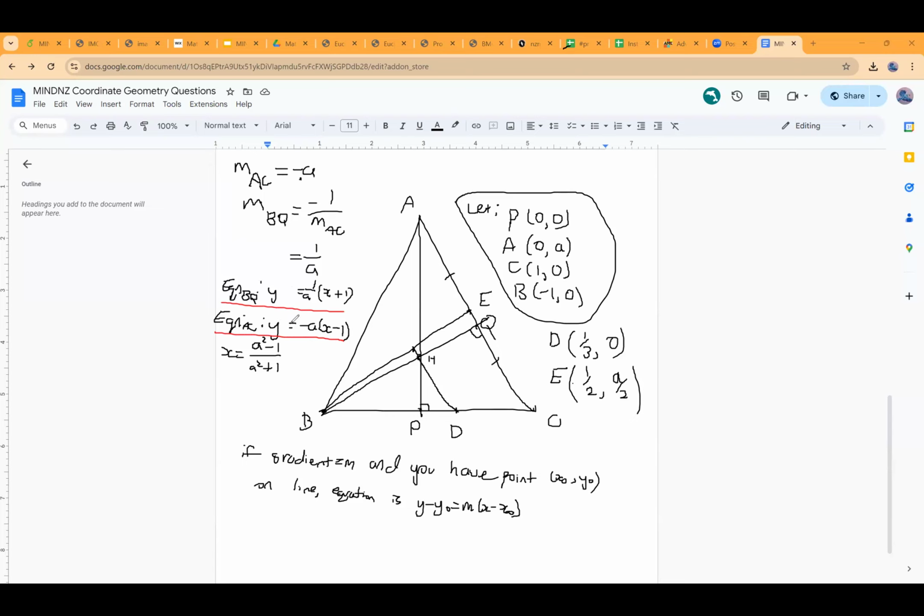Y equals 1 over a times x plus 1 and y equals negative a x minus 1. So if you solve for these equations at the same time, you should get the value of x and y for the point Q. So if we solve for it, we get x equals a squared minus 1 over a squared plus 1. And if you sub that back in, you get y equals, oh, sorry, that's a pretty bad C. Let me redraw that. Plus 1, a squared plus 1. I think you get just 2a over a squared plus 1.